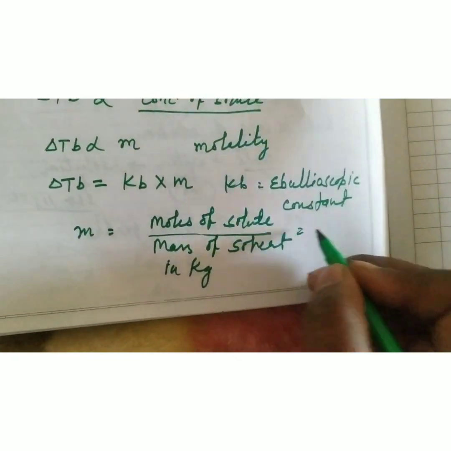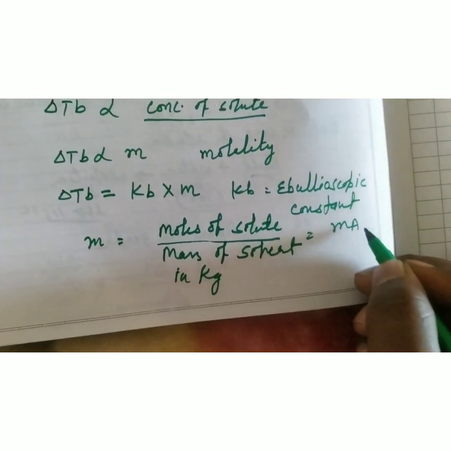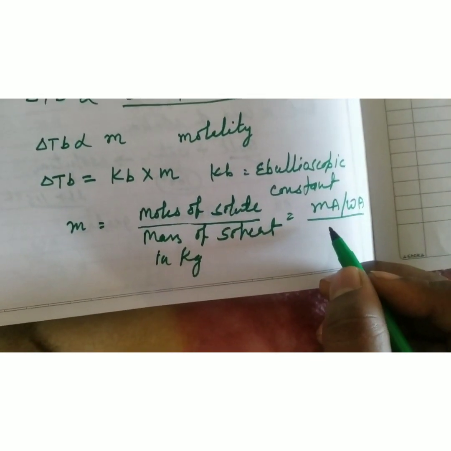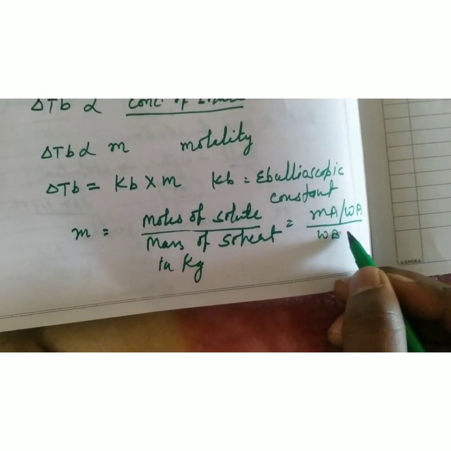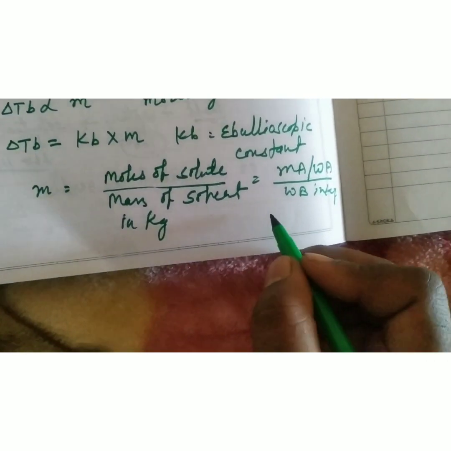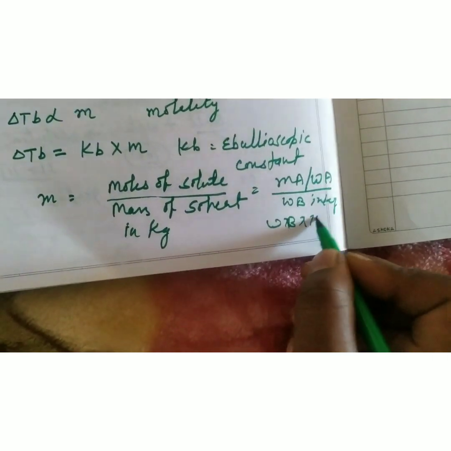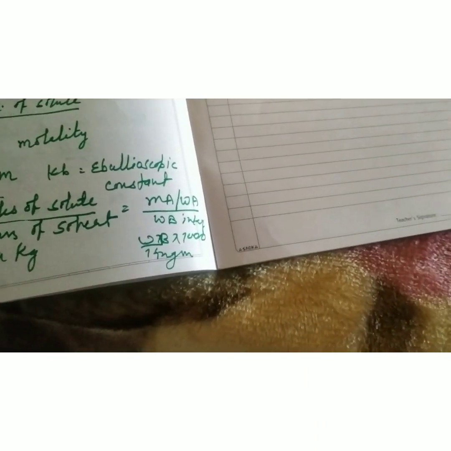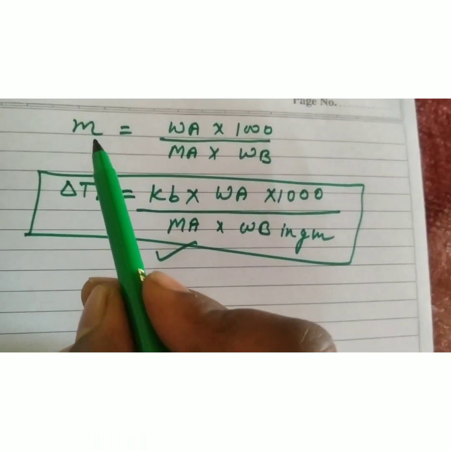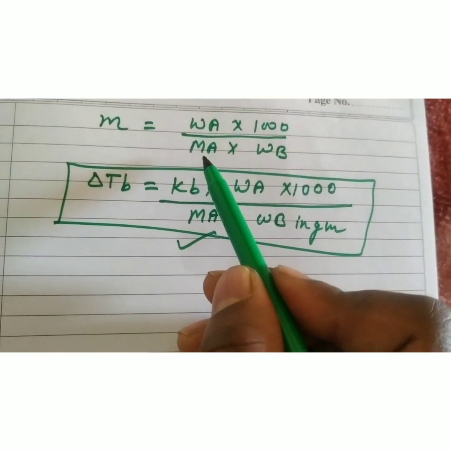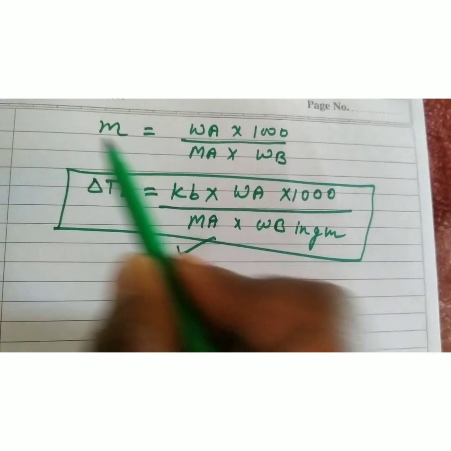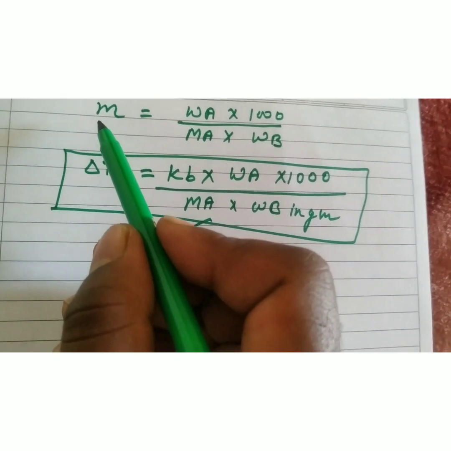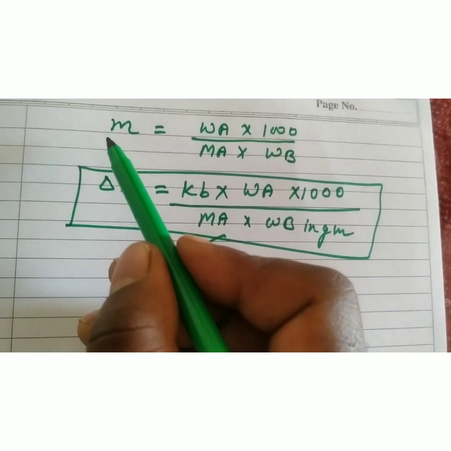So moles of solute is Wa divided by Ma, and mass of solvent equals Wb in kg, or you can say Wb divided by 1000 where Wb is in gram. Clear? So dear students, m is equal to Wa multiplied by 1000 divided by Ma multiplied by Wb. Clear? This is in terms of molality, and molality is the concentration term in which moles of solute are divided by mass of solvent in kg.